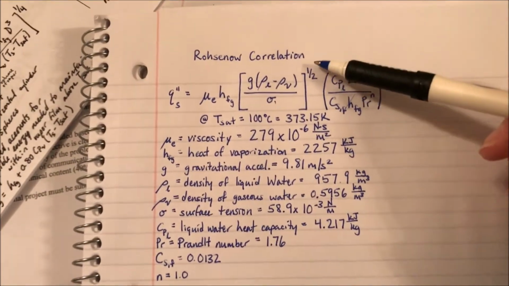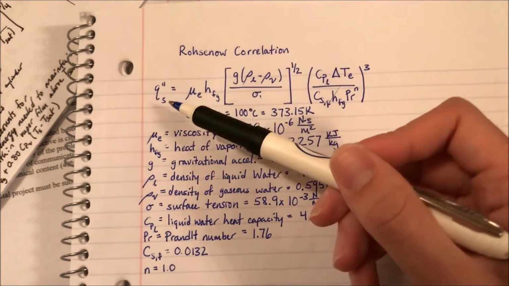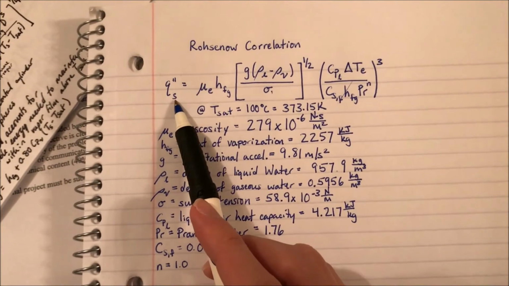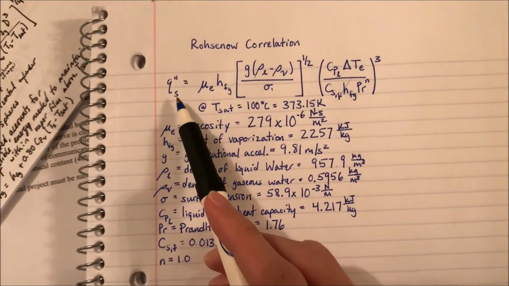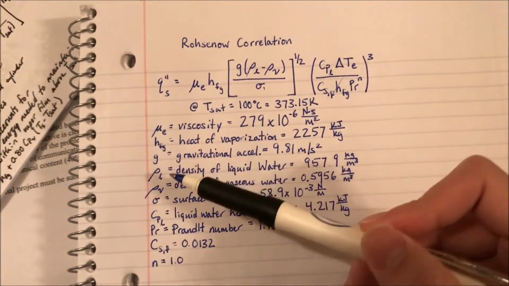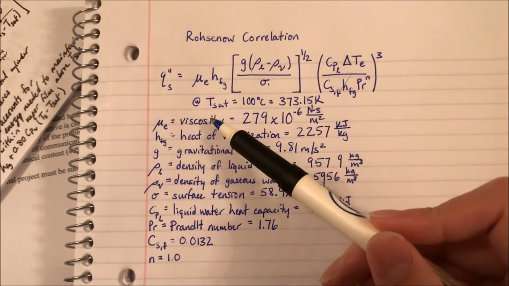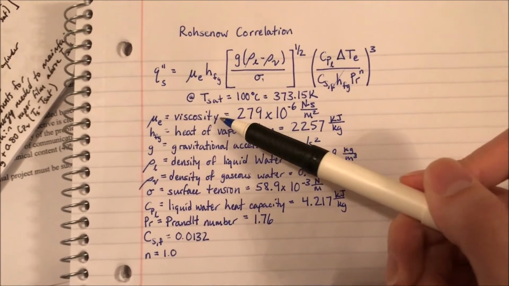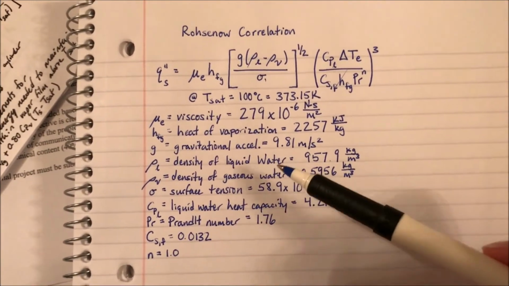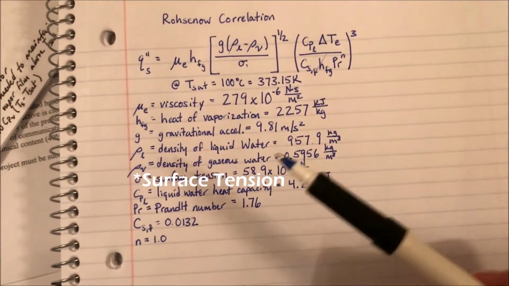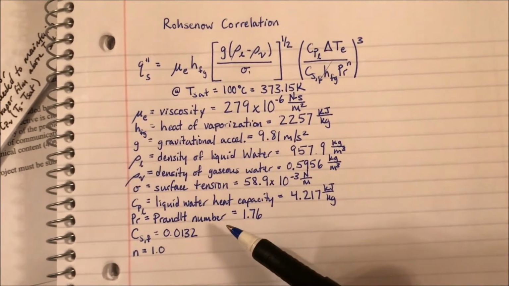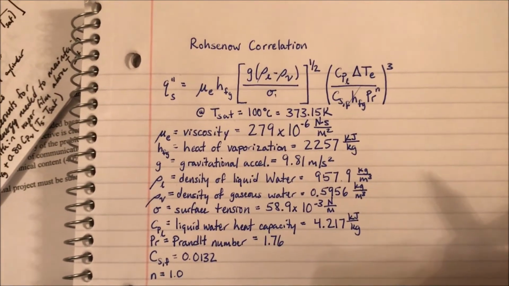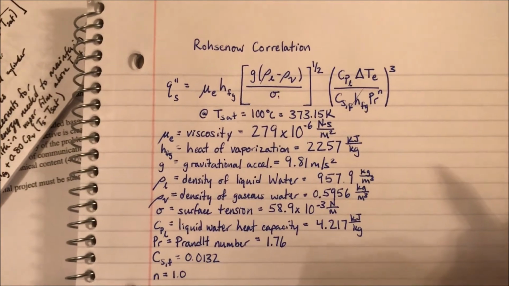Okay, so here we have our Rohsenow correlation, which is used to determine the heat flux during nucleate boiling. So here we have our q''s, which is our heat flux that's going into our liquid water to vaporize it. We also have some other intrinsic properties of water at saturation temperature, which is 100 degrees C here. Those values include our viscosity, heat of vaporization, density of liquid and gaseous water, our surface temperature, as well as our heat capacity and Prandtl number. These numbers can be found in the back of the CHME3312 Transport Processes 2 textbook.